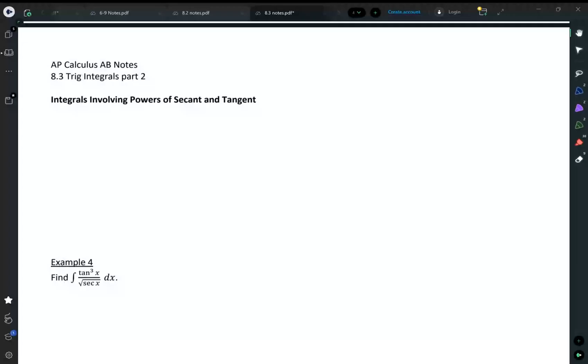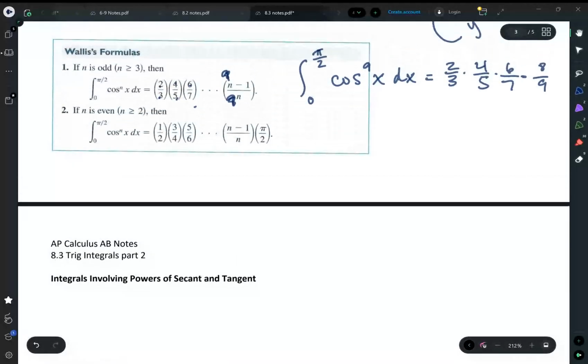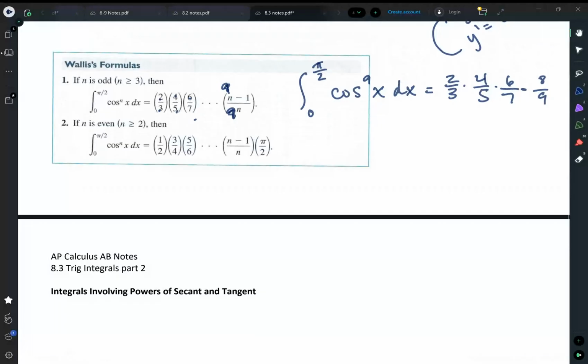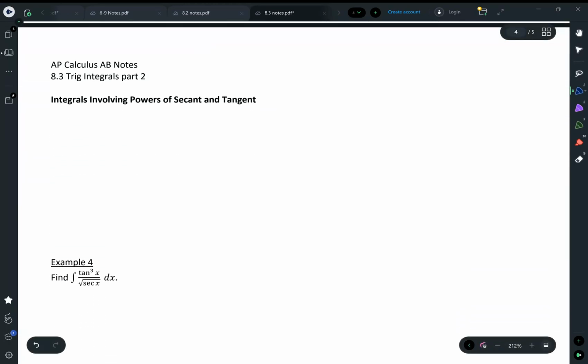We're on section 8.3. So I wanted to add something really quick. This Wallis's formulas also works for sine x to the nth power. So I just wanted to add that on. I feel like there's only a couple homework problems that use that, but it is really cool when you can use it. So we're looking at secant and tangent today, and this is always trickier for people.